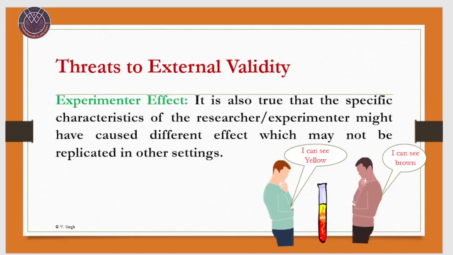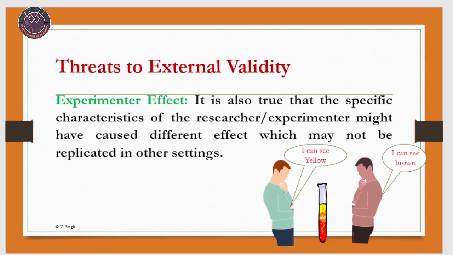Now again, it is also true that the specific characteristics of the researcher or experimenter might have caused a different effect which may not be replicated in other settings. As the researcher presents his own mastery and experience in the manipulation of the independent variable, etc., which may not be the same as other researchers or practitioners, it can be a threat to external validity. These things have to be taken care of, and thus the experimenter must try that his personality and characteristics do not influence the treatment.